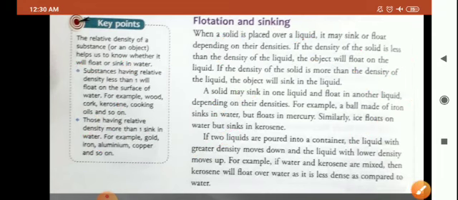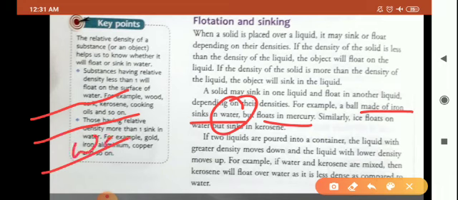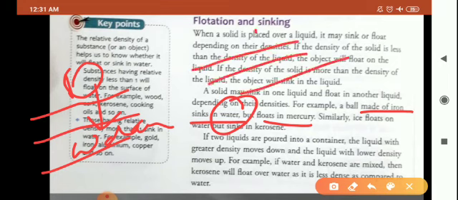One example I will take here. Suppose, for example, a ball made of iron sinks in water. Reason? Because the density of iron is more than that of water, or you can say iron is denser than water, but it floats in mercury. Now the same iron ball if we place in water, then that ball gets sunk in water. But if we take that iron ball on the surface of mercury, then there it will float.